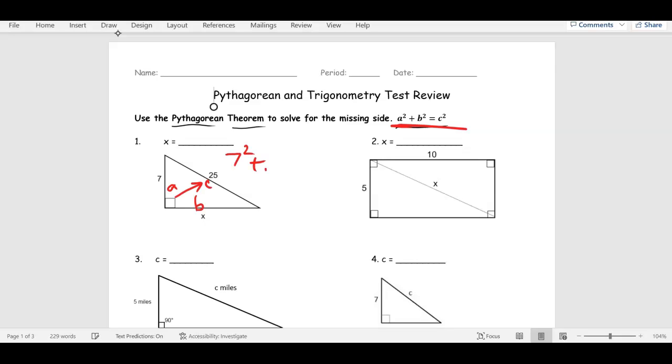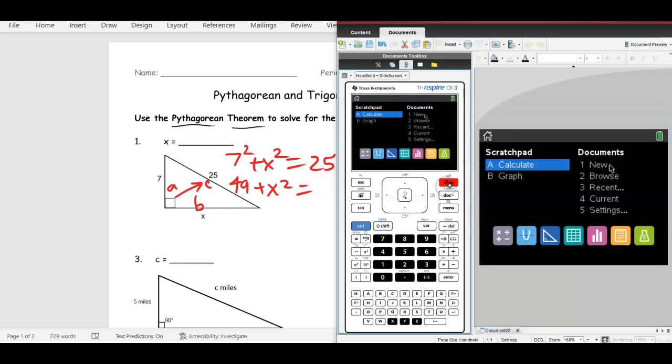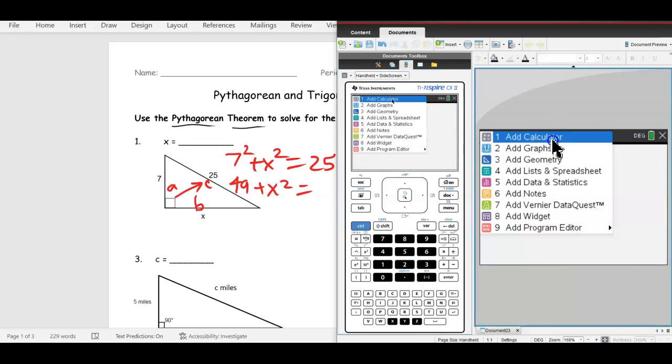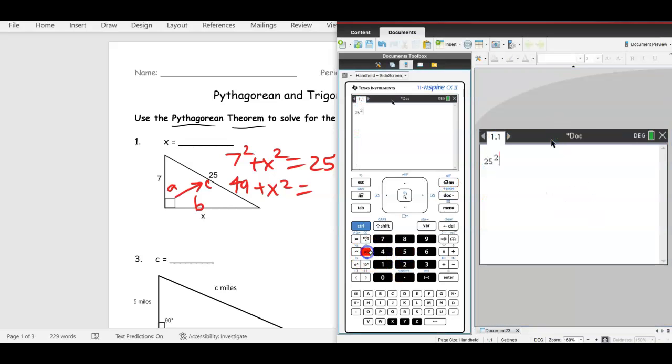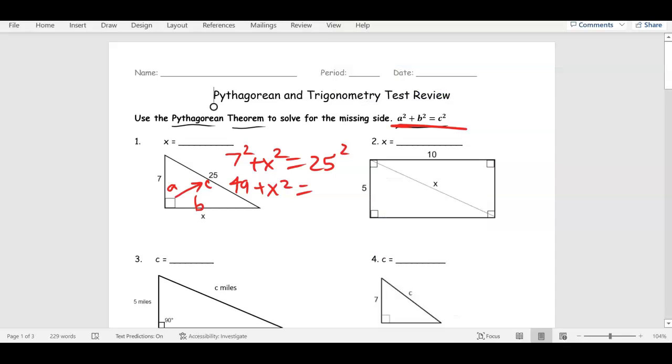So 7 squared plus x squared equals 25 squared. Then we have to square these numbers. 7 squared is 49 plus x squared. Now, if you don't know what 25 squared is, that's okay. You can use your calculator. 25.